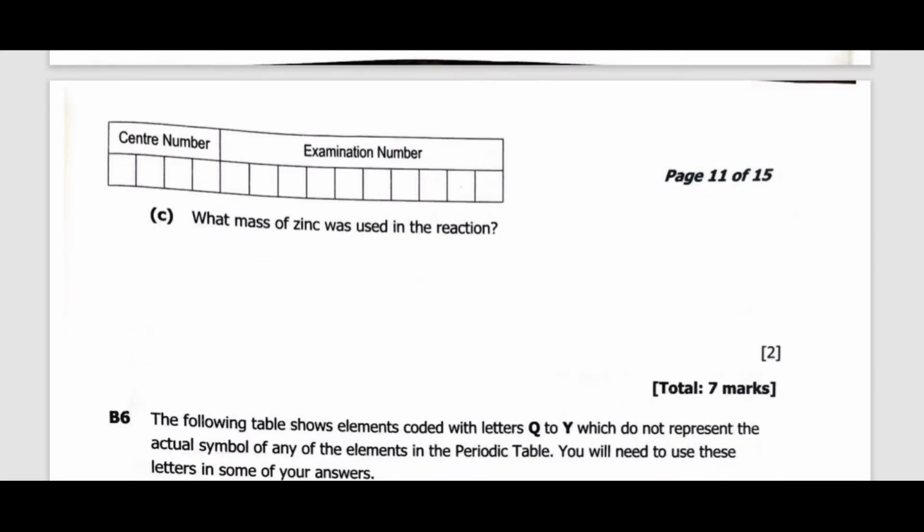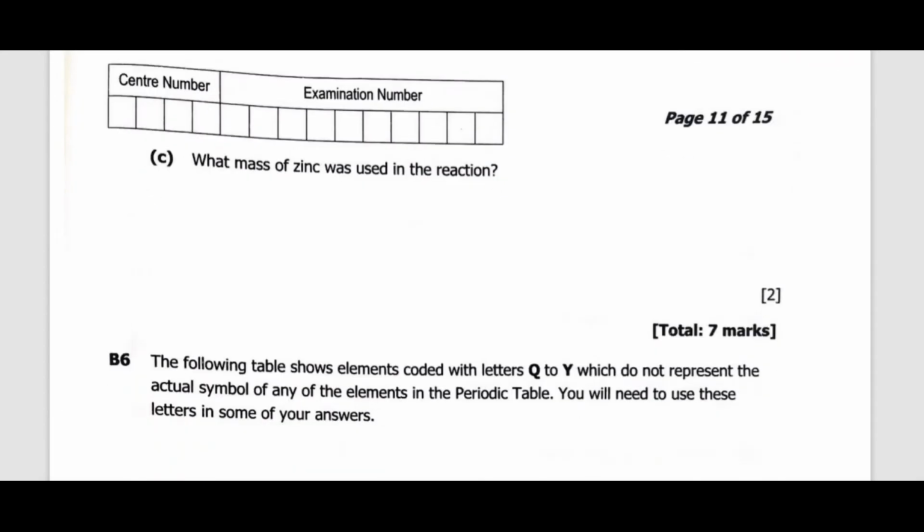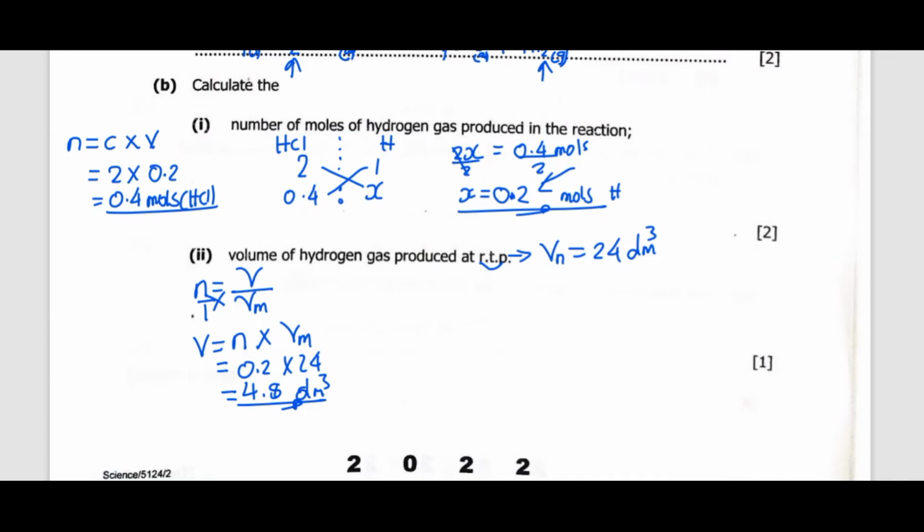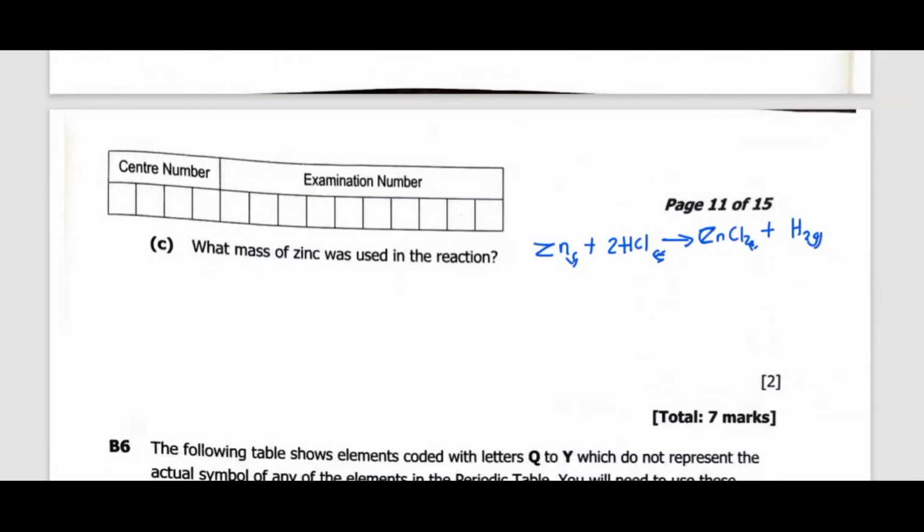Question C, we want the mass of zinc. What mass of zinc was used in the reaction? Okay. So the reaction we have is zinc plus 2 HCl, then we have zinc chloride plus hydrogen gas. So let's look at what we have. Do we have the number of moles for zinc? We don't have. The number of moles for acid, we have it. We say it is 0.4, hydrogen was 0.2.